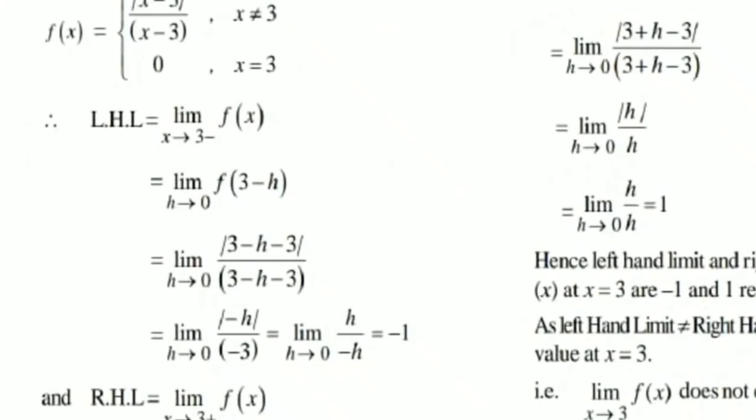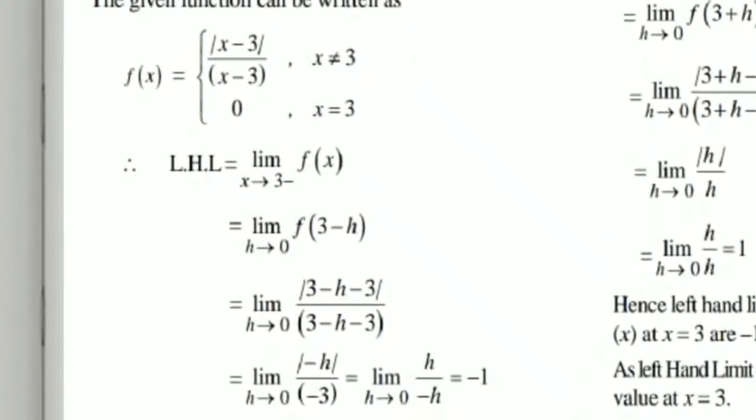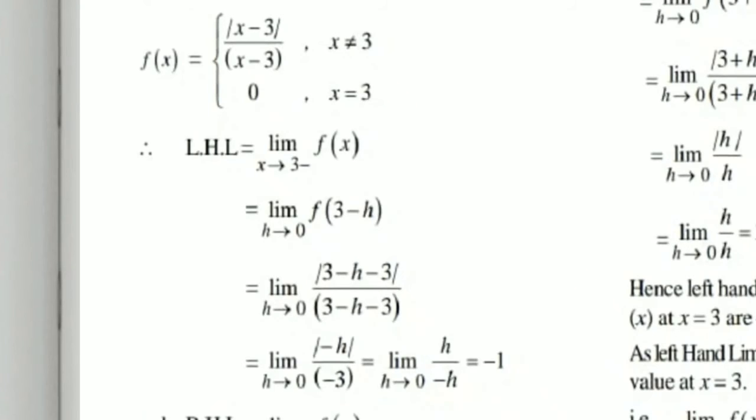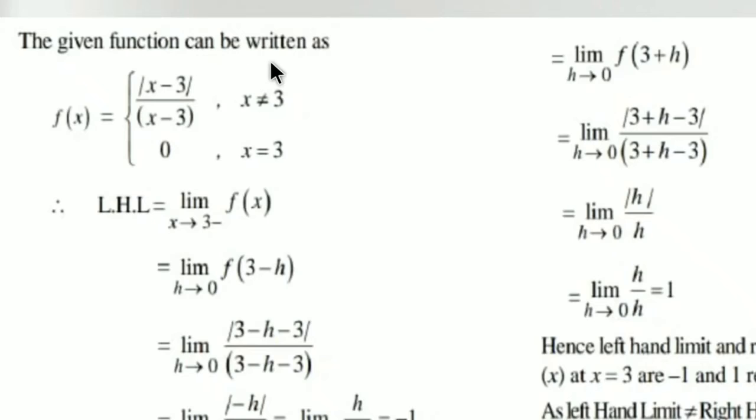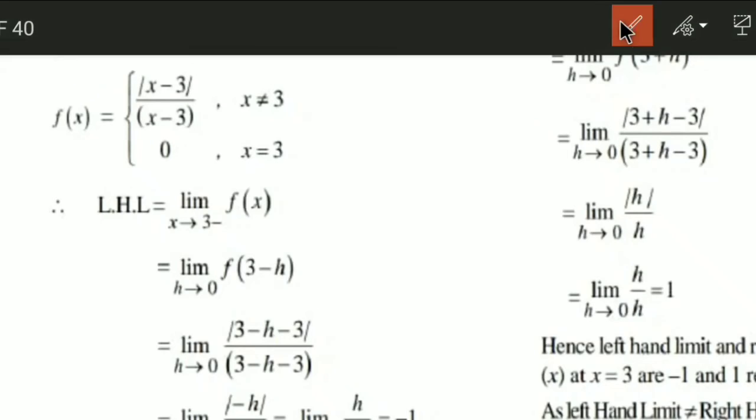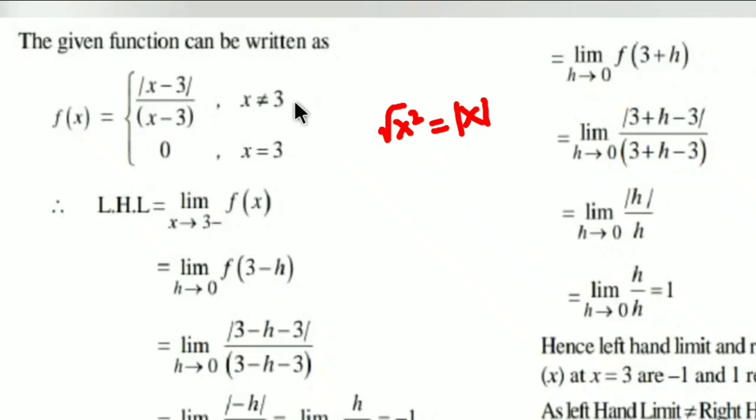the given function can be written as mod of x minus 3 upon x minus 3, because in the numerator there was x minus 3 whole square under root, and you all know, I have already told about this very many times, that under root of x square you can't write x, here you have to write mod x. So we apply mod of x minus 3 because it was under root x minus 3 whole square. So mod of x minus 3 upon x minus 3 for x not equal to 3, and for x equal to 3, that is 0. The given function can be redefined this way.